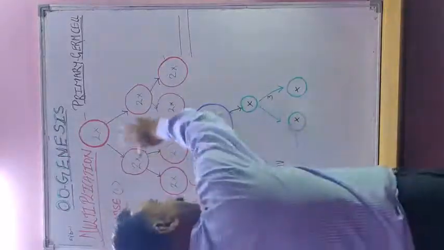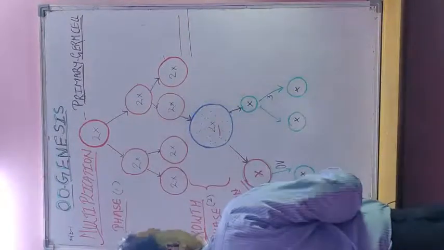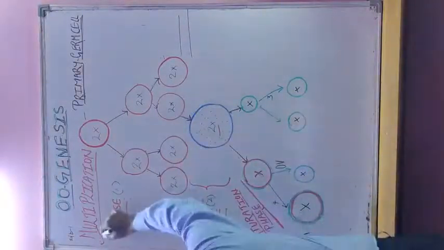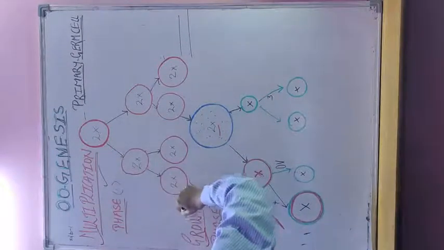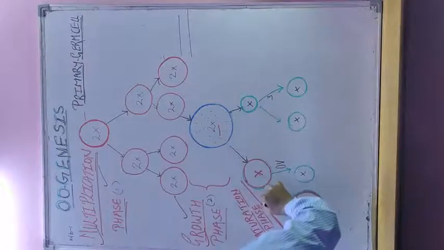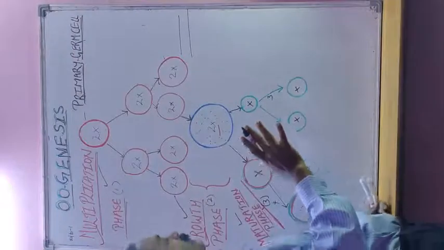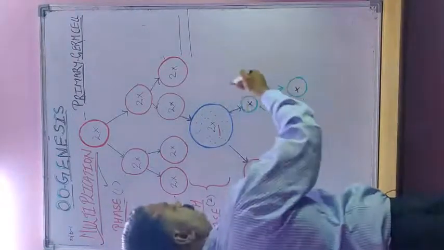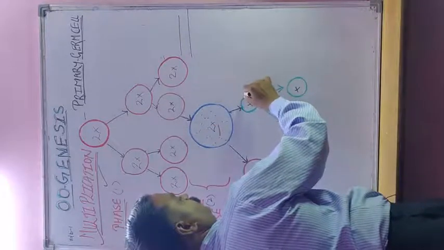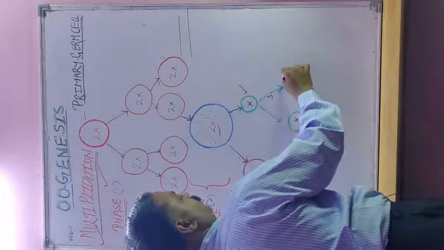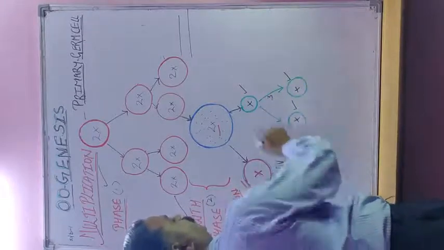You see everything, the number of the cells is the same, and the names of the stages are also the same. 3 stages again, 3 phases: multiplication phase, growth phase, and the third one is the maturation phase. Then you see what is the difference. The first difference is the diagram. When you draw this diagram of oogenesis in your board exam, from the right side you make these 4 circles smaller, 1, 2, 3 and 4, because these are the polar bodies.